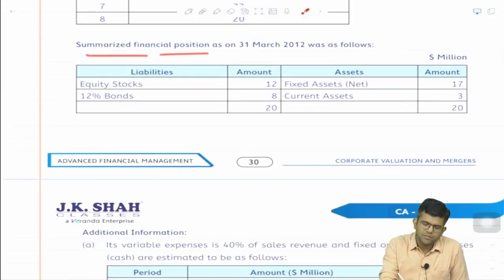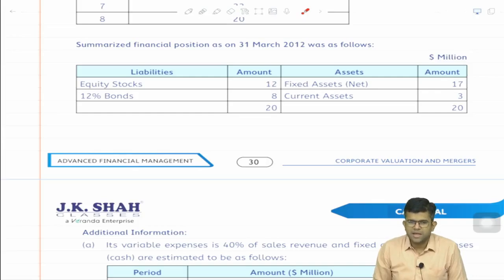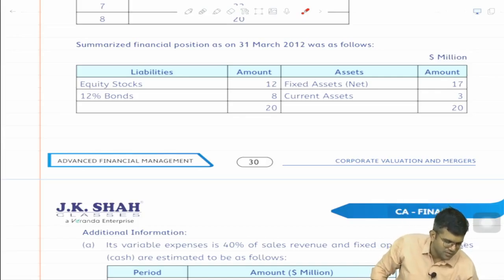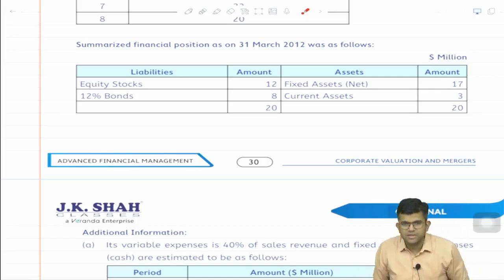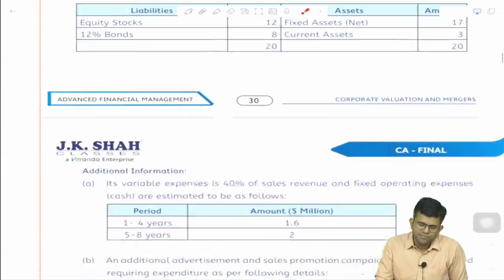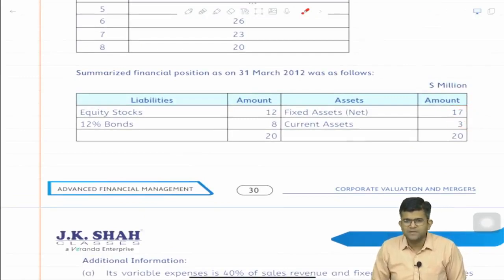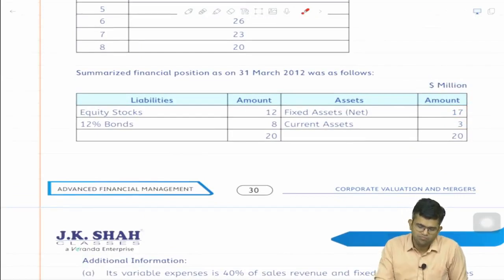Summarized financial position was as follows. We have equity, we have 12% bonds. By looking at this, I realize that we will have to calculate WACC using these weights, 12 and 8. Everyone ready? Okay. And then they have given you fixed assets and current assets. Students, can I say current assets can be interpreted as working capital? Everyone clear, no? Current assets is like right now the working capital that we have.